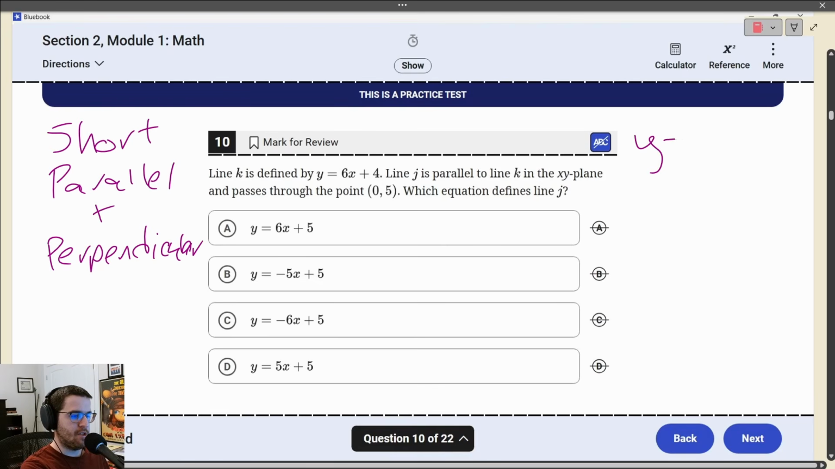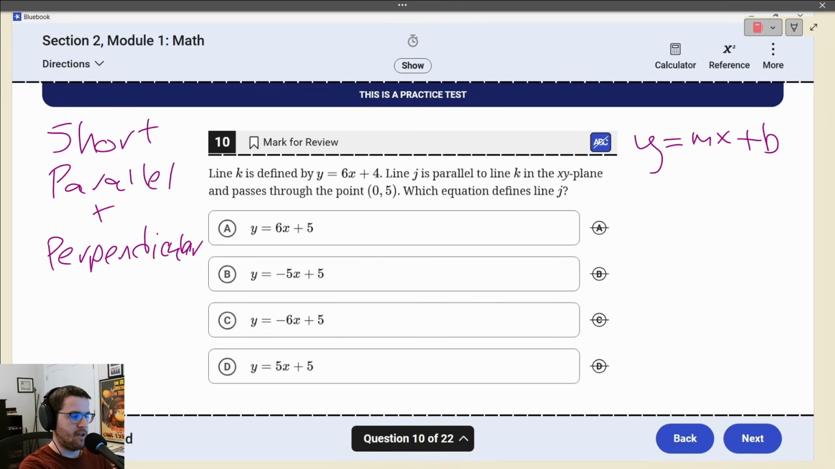Okay, so the equation of a line is y equals mx plus b in slope-intercept form. And the slope of this line, line k, as you can see, is the coefficient of x, which is 6. They tell us line j is parallel, so we're going to look at line j. Parallel lines always have the same slope, so if the slope of that line is 6, the parallel slope is going to be 6.